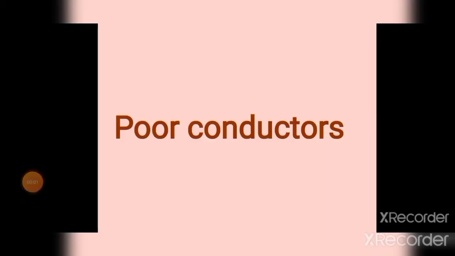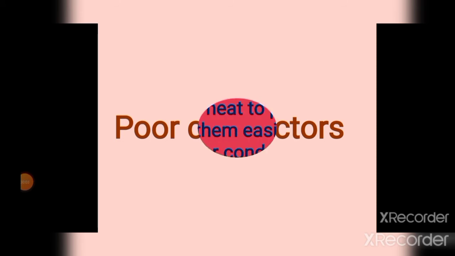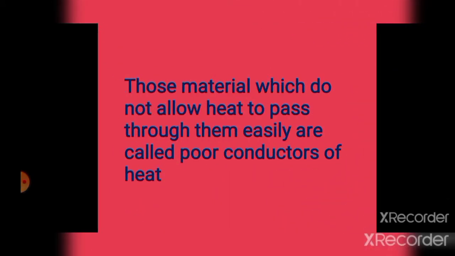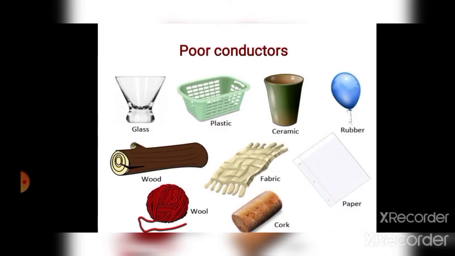Now we will see poor conductors of heat. Those materials which do not allow heat to pass through them easily are called poor conductors of heat. The materials which are poor conductors of heat are called insulators. Some examples of poor conductors of heat are plastic, wood, paper, cloth, leather, cotton, wool, thermocol, rubber, clay, bricks, cane, bamboo, straw, glass, fiberglass, water and air.